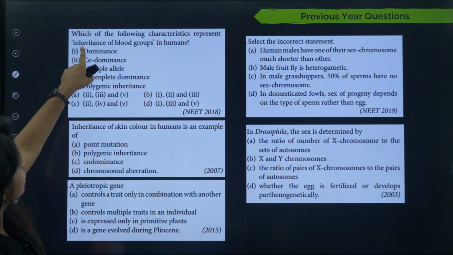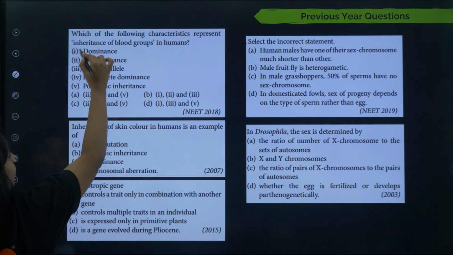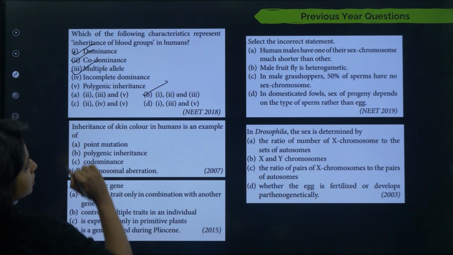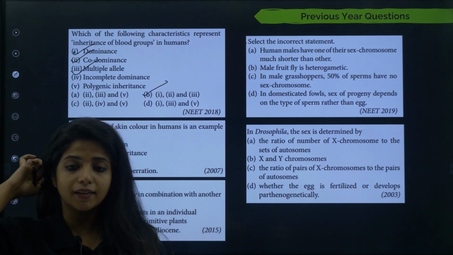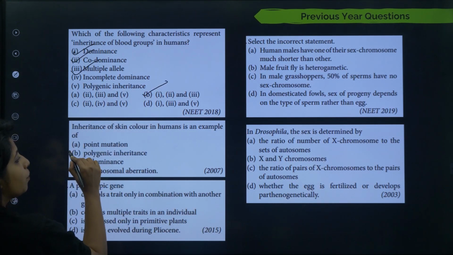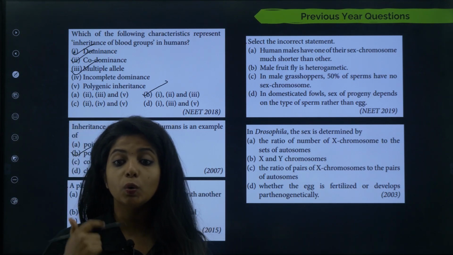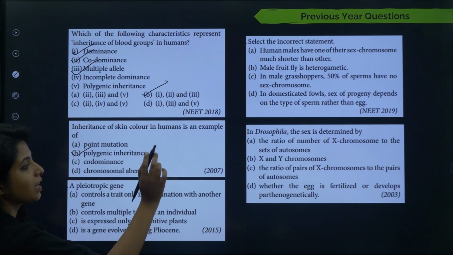Let's try to revise. Which of the following characteristics represent inheritance of blood groups? They show dominance, they show codominance, they show multiple alleles, nothing else. So it will be this. Inheritance of skin color is an example. Skin, your hair color, everything is an example of what, children? Polygenic inheritance, where multiple genes are controlling a single trait.